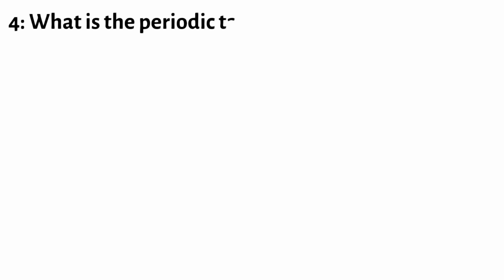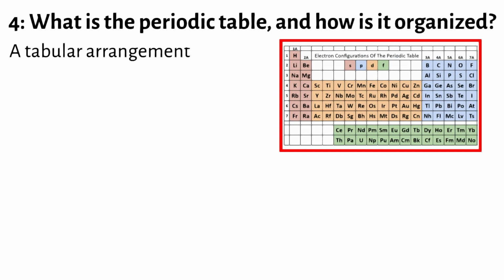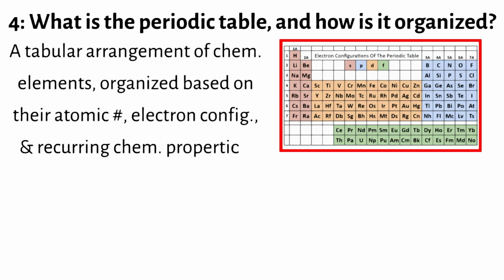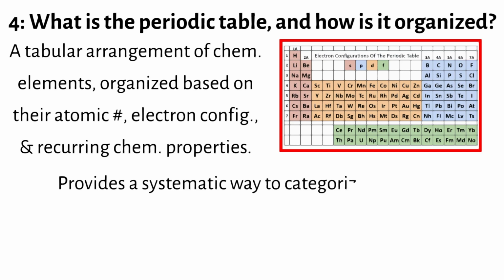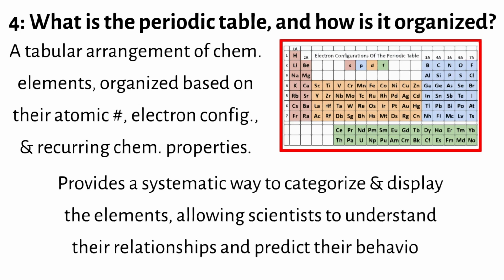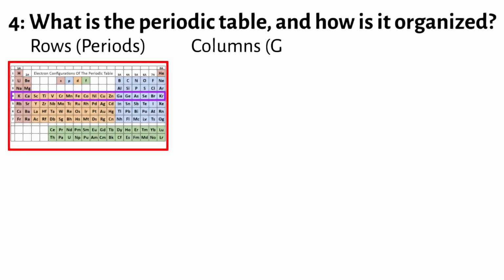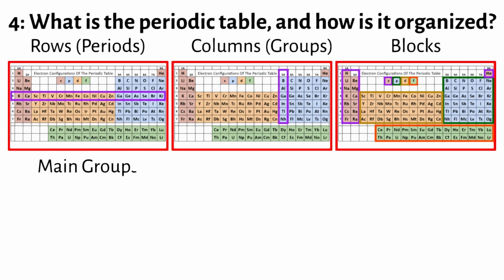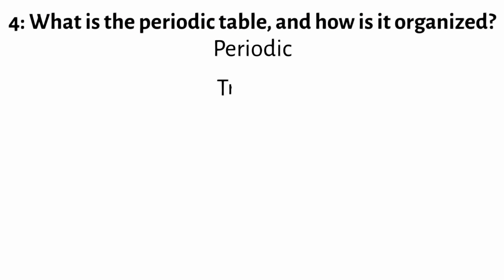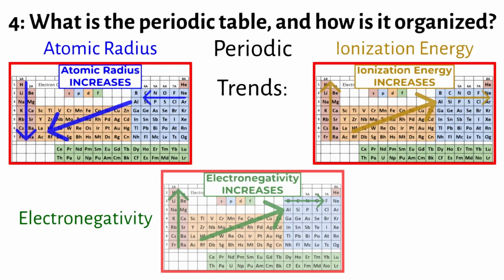Number 4, what is the periodic table and how is it organized? The periodic table is a tabular arrangement of chemical elements organized based on their atomic number, electron configuration, and recurring chemical properties. It provides a systematic way to categorize and display the elements, allowing scientists to understand their relationship and predict their behaviors. The periodic table is organized by rows called periods, columns called groups, blocks, main groups, transition metals, inner transition metals, and by periodic trends such as atomic radius, ionization energy, and electronegativity.